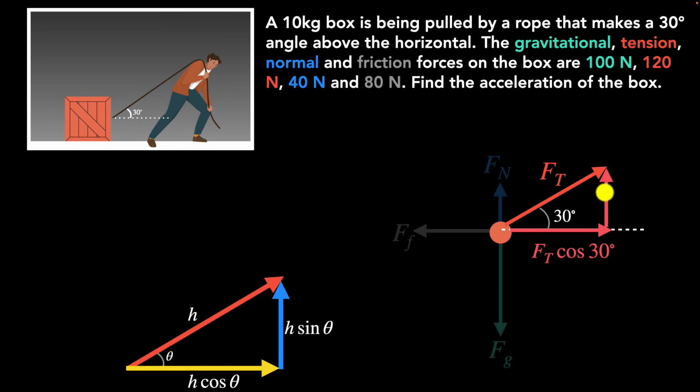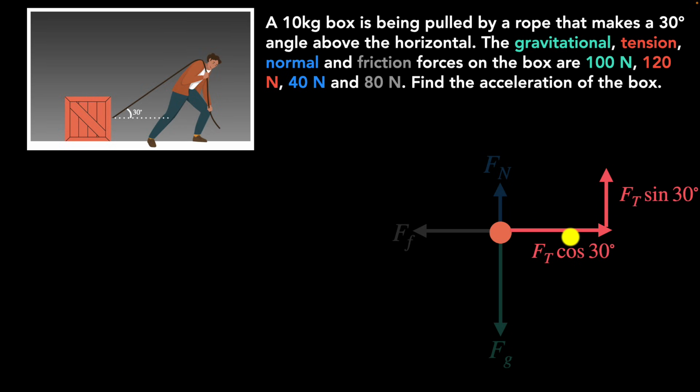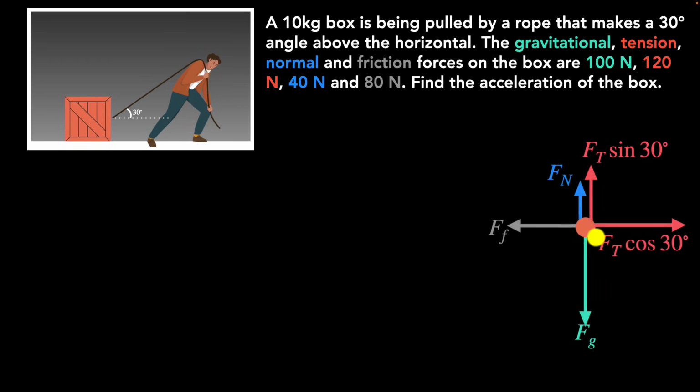And what will this be? Well, it's going to be FT, the force of tension, times sine of 30 degrees. These two vectors are called the components of this vector. And since these two vectors add up to give me the same vector, I can now get rid of this. This is replaced by these two vectors. Let me get rid of this as well. And we now have all the vectors in the horizontal and vertical.